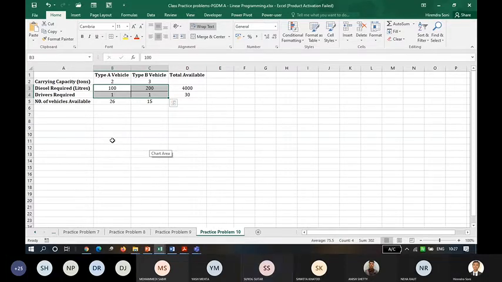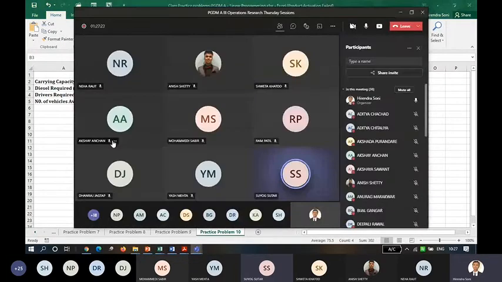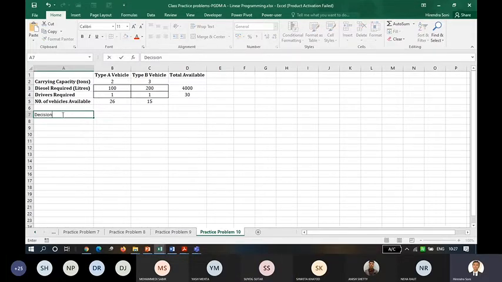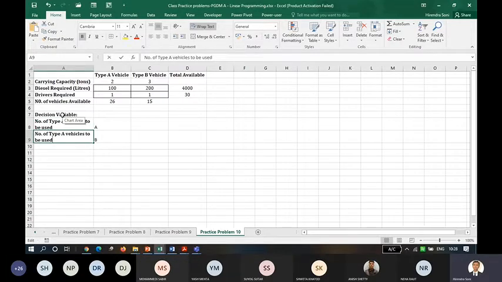Sir, would it be to maximize 2a plus 3b equation? Very good. Who said that? Suyog. Very good, Suyog. So, यहाँ पर भी सबसे पहला thing is to identify your objective and decision variable. So सबसे पहला काम होता है हमेशा decision variable. So your decision variable is to identify A and B. हम यहाँ पर A और B लिख देते हैं. A is your number of type A vehicles to be used. Similarly, B will be number of type B vehicles to be used.